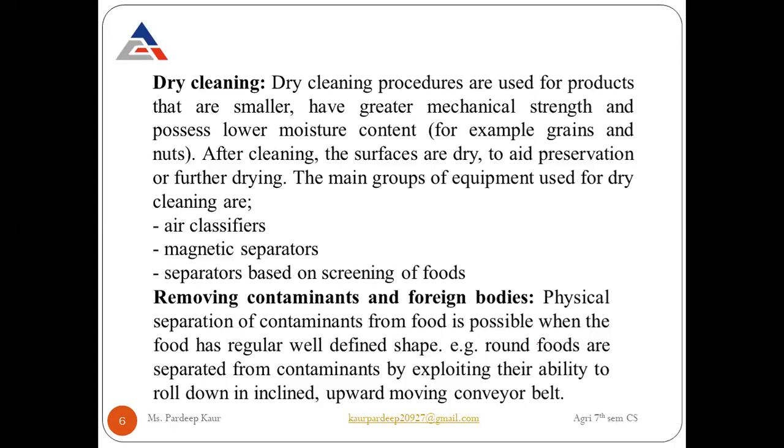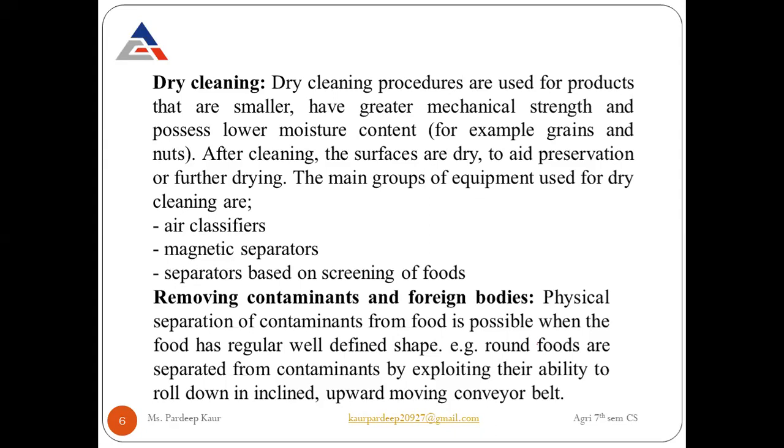So this is all about cleaning. Our first step in the preservation of fruits and vegetables is cleaning. Again, cleaning is divided into two categories: wet cleaning and dry cleaning. Wet cleaning is more efficient than dry cleaning and has various advantages over it.